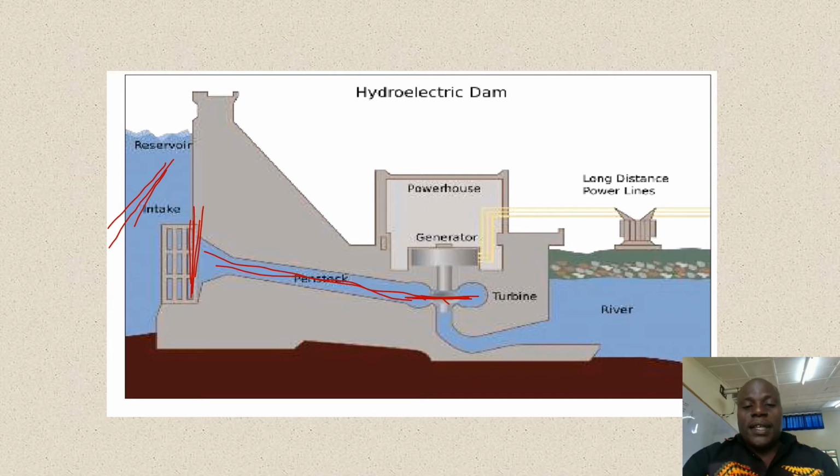Then when this turbine is hit by this strong water, the blades of the turbine will rotate, and this will make the generator in the powerhouse produce electricity, which is distributed through power lines to the villages, to the nearby town, industries, etc.